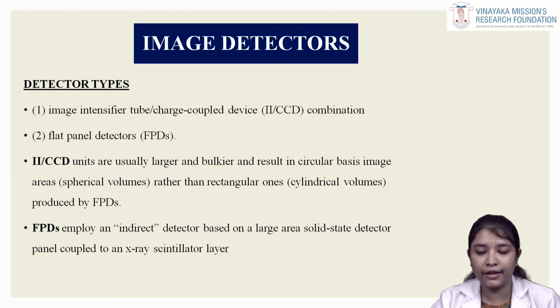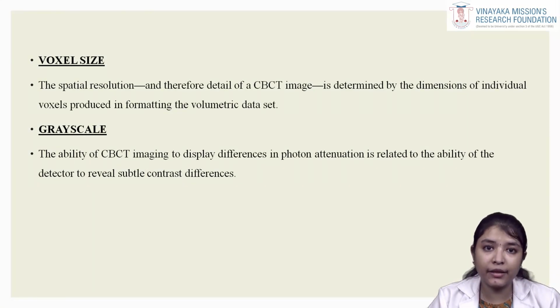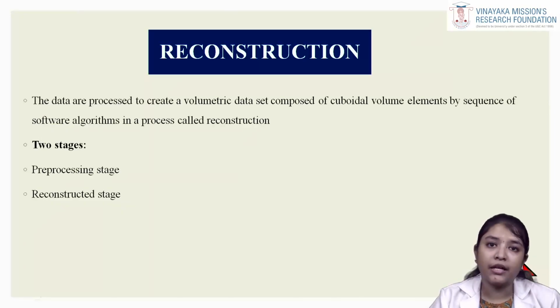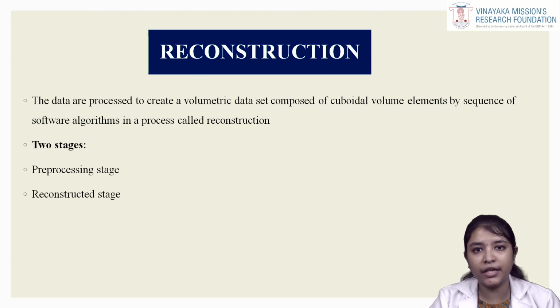X-ray scintillating layer. Voxel size is nothing but the volume element, which is used for detailed examination of the CBCT images to differentiate between the structures of the skeleton. Grayscale is the ability of CBCT imaging to display the differences between structures by contrast differences. Reconstruction. This is where the images are reconstructed to produce the 3D image.